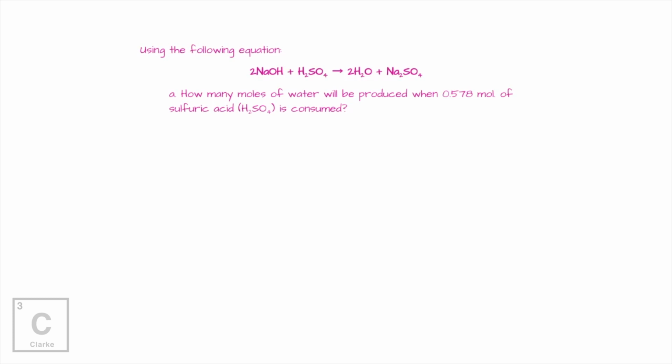Using the following equation, 2 moles of sodium hydroxide reacts with 1 mole of sulfuric acid to produce 2 moles of water and 1 mole of sodium sulfate. How many moles of water will be produced when 0.578 moles of sulfuric acid is consumed? If reading the problem is confusing you, if all of these is consumed, will produce, all of that, you really can kind of ignore that.